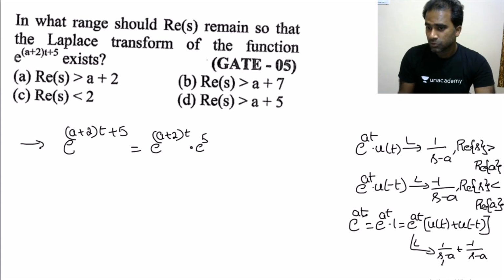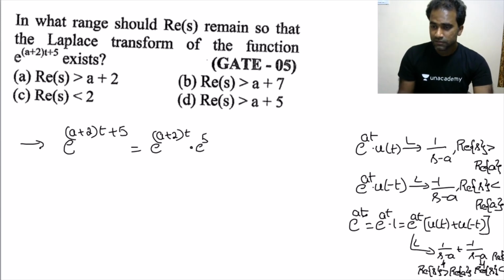The ROC for this part is real part of s greater than real part of a. And the ROC for this one is real part of s less than real part of a. What are the common values, can you tell me? Real part of s greater than real part of a, real part of s less than real part of a, there is no intersection. Which means there is no common value of real part of s for which the Laplace transform of both signals, e power at into u of t and e power at into u of minus t, exists. The Laplace transform of both the signals does not exist even for a single value of real part of s. So the ROC has no intersection.